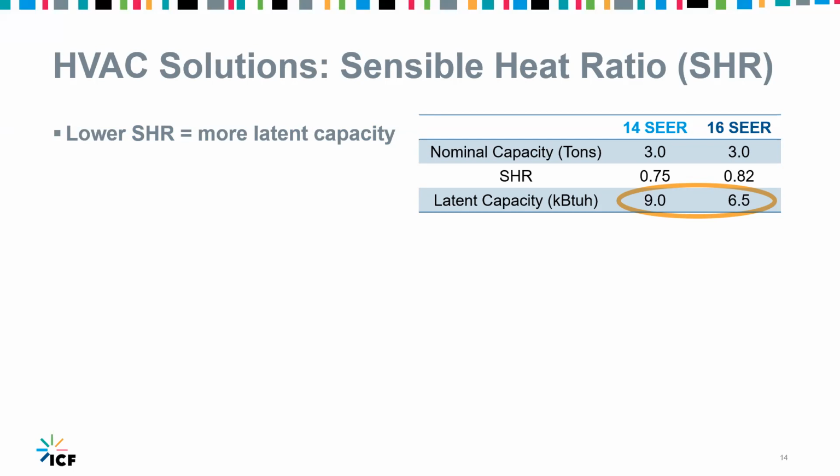If you're struggling with humidity control, then that 14 SEER unit might be a better option. My point's not to encourage less efficient equipment, but it's definitely to pay attention to the latent capacity of the equipment you're looking at. Maybe that 16 SEER unit has enough latent capacity, then I'd say great, use it, go for it. But if it doesn't and you end up using it just because it's more efficient, you might be setting yourself up for trouble.